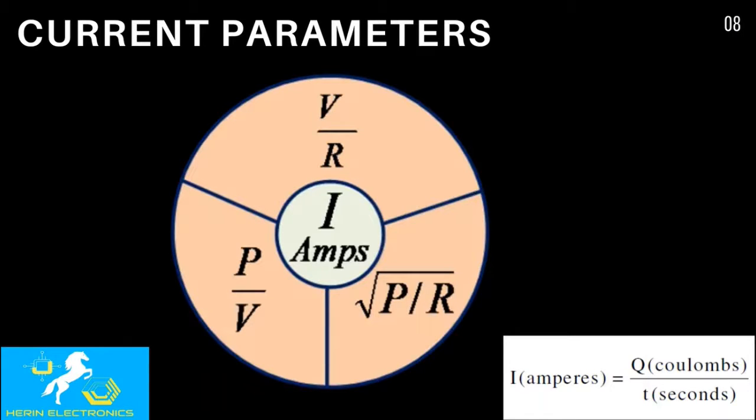We know that current is denoted by the English alphabet I, having its SI unit in amperes. We usually define current as charge per given time, that is Q by T. Here Q has the SI unit coulombs, whereas T is in seconds. So we can tell that current, that is I, is equal to Q by T. Current can also be defined in terms of various other parameters such as voltage, resistance and power, such that current is equal to voltage by resistance, current is equal to power by voltage. Current is also equal to the square root of power by resistance.